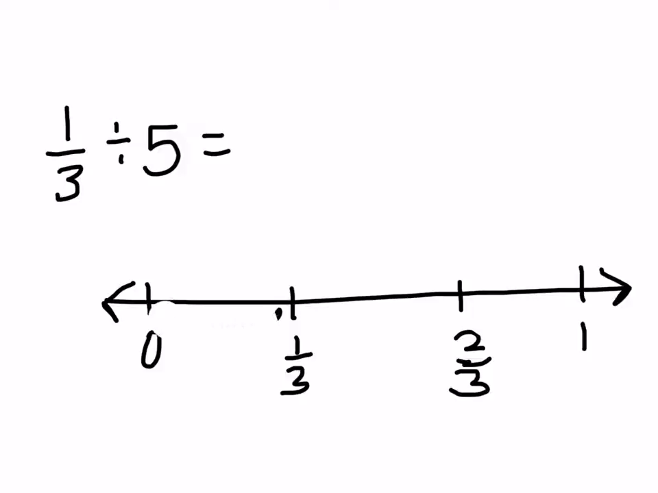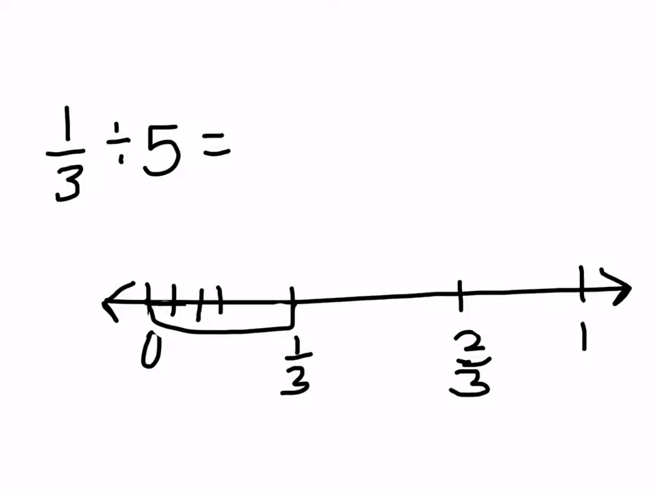Alright, so now I know that this is 1/3 right here. This is what I'm dealing with. And it says 1/3 divided by 5. So I need to divide that into 5 equal pieces.